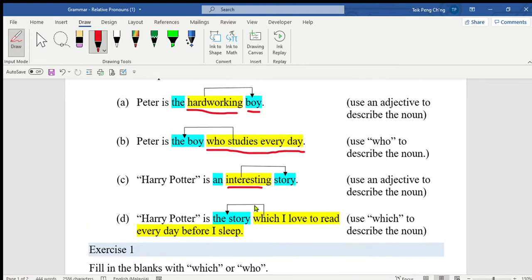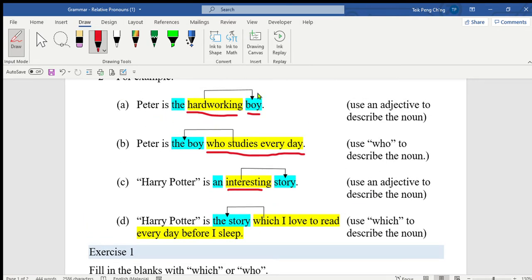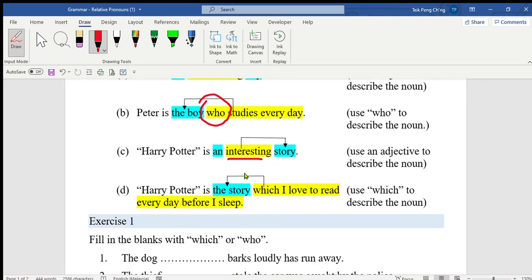So now, as we can see here, when the noun is about humans, we use who. The boy who studies every day. Okay, I repeat, if the noun is about humans, kalau kata nama tersebut adalah tentang manusia, then we have to use who. Now, if the noun is not a human, it's a non-human, for example, story, then we have to use which I love to read every day before I sleep.